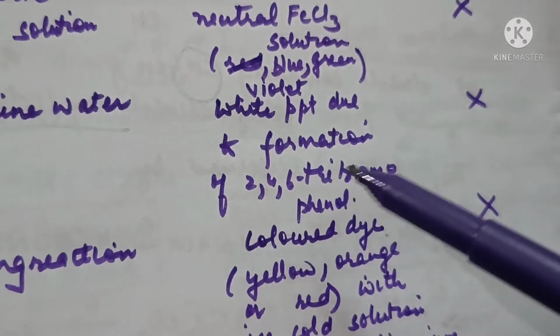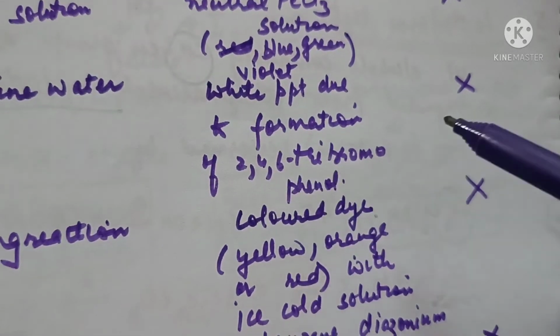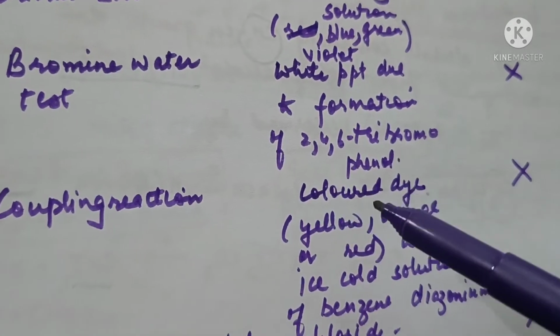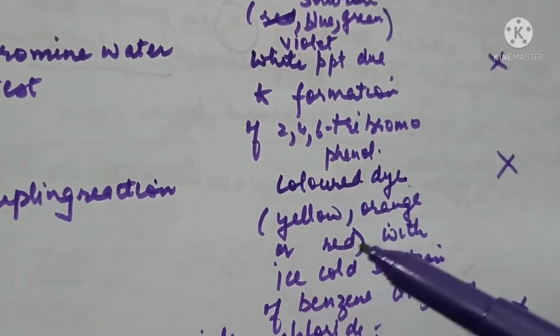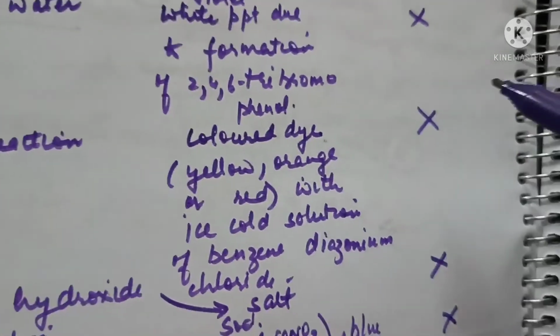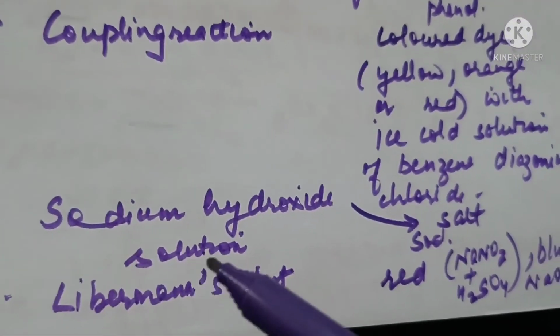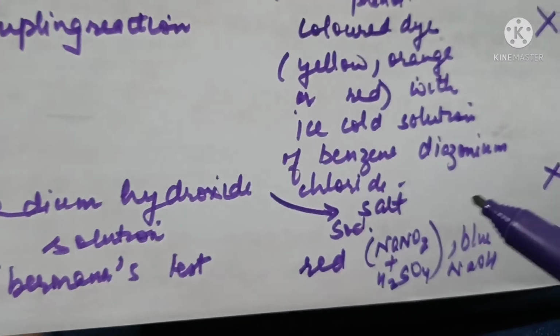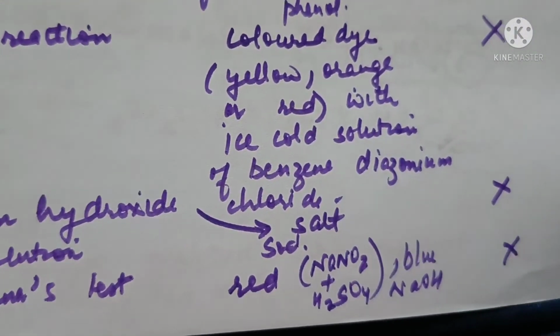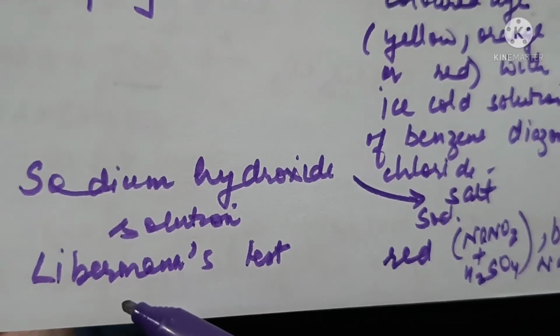White precipitates are formed because of formation of 2,4,6-tribromophenol. In coupling reaction, phenols will give colored dyes like yellow, orange or red with ice cold solution of benzene diazonium chloride. Alcohols do not give this test. With sodium hydroxide solutions, phenols will form sodium salts. Alcohols do not react with NaOH.